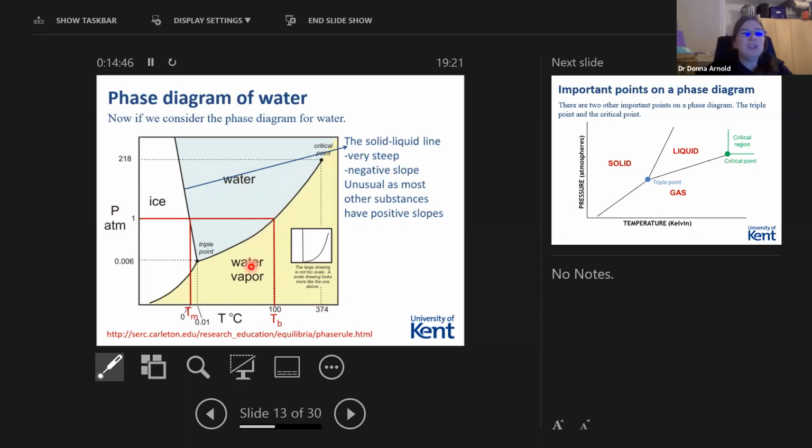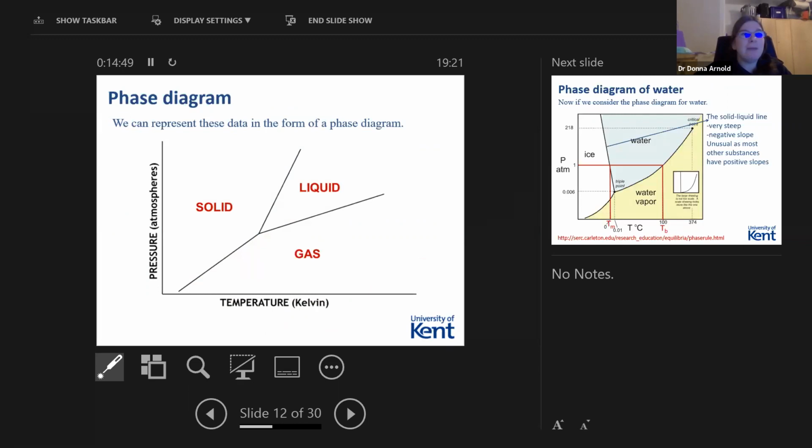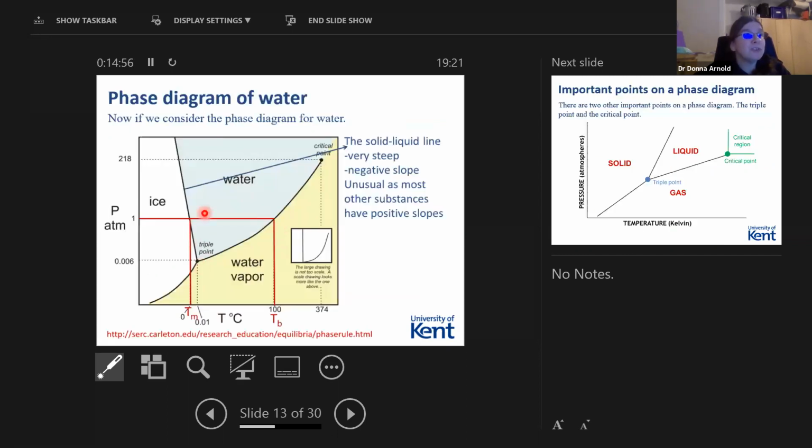So the eagle-eyed among you will see, if I just flick back, this diagram has this solid-liquid line going this way. However, the water one has it going this way. So why is that? Water's very unusual. Most materials have positive slopes, but water actually has a negative slope. So if you put water into your ice cube tray, and you also put another liquid in a different ice cube tray, the one with water will expand. So it has a larger volume when it takes the ice form than it did as a liquid, whereas most liquids have a smaller volume, they contract as they freeze.